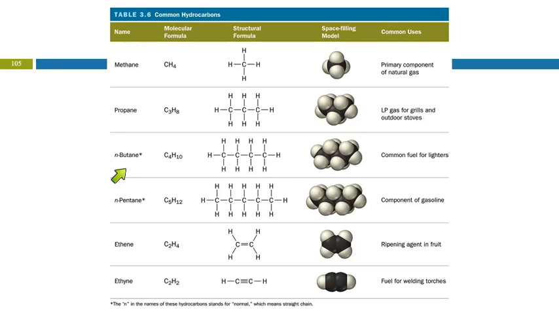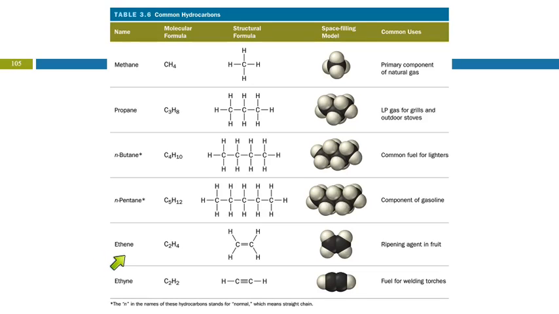Here's butane. But means 4, so this is C4, 4 carbons. Now it is possible to arrange 4 carbons in other ways. And so this is N-butane, the N meaning this is just a straight chain. We're not going to mess around with anything that's branched. We're just going to learn how to name straight chain hydrocarbons. Here's N-pentane, 5 carbons. And then just draw the hydrogens around.